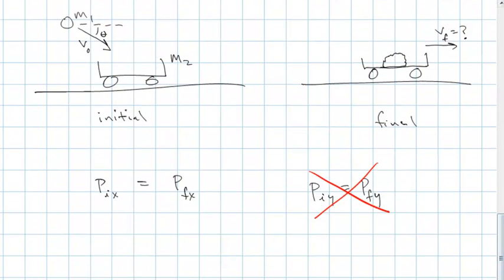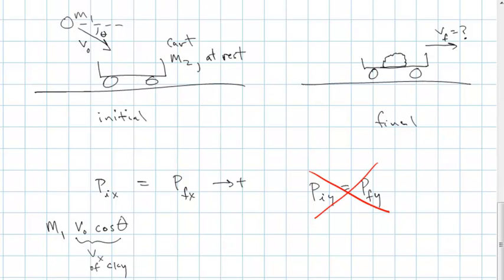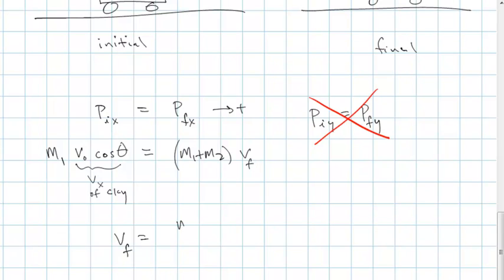So let's do that. Initially, if the cart is at rest, we only have m1 times v naught cosine theta. I'm calling to the right my positive direction. That's the x component of the clay. And at the end, the whole thing is stuck together, and it's moving with some speed v final. So now we can solve for v final. And we have our answer.